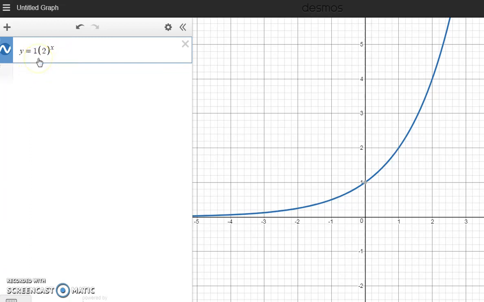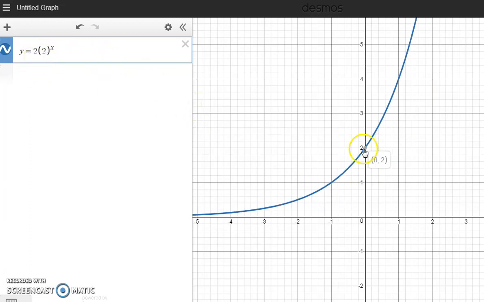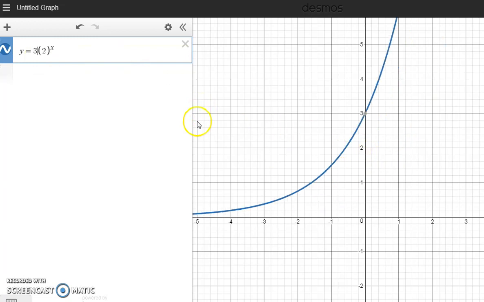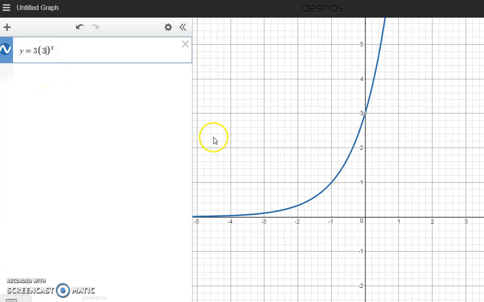Now I could change that. See what happens if I change a to 2. Well, the y-intercept moves up to 2. Change a to 3, then the y-intercept moves up to 3. Okay, what if I change this number 2 to 3? Notice this gets steeper. Okay, and so you can investigate, see what that looks like.